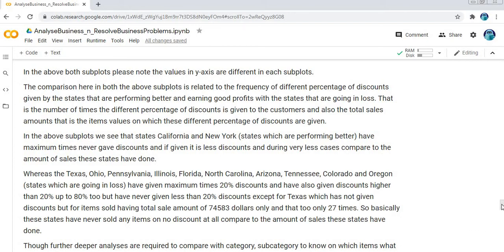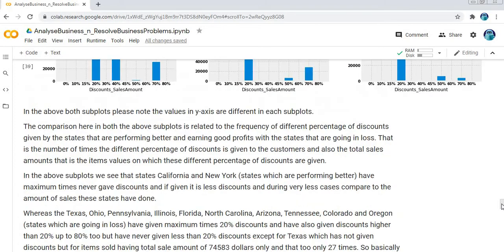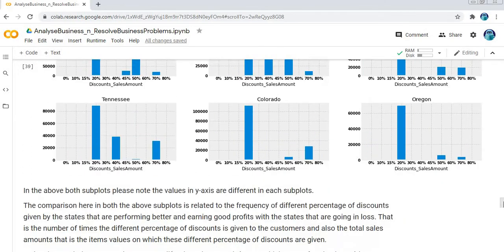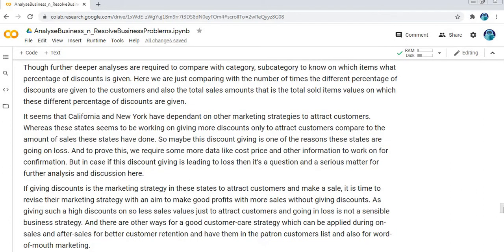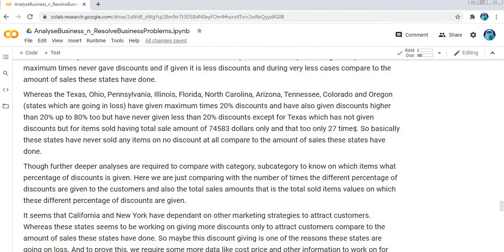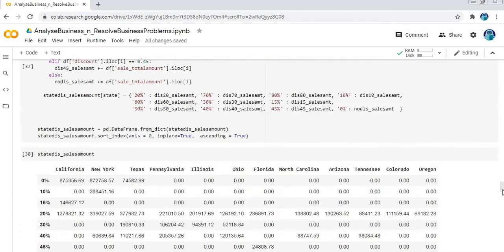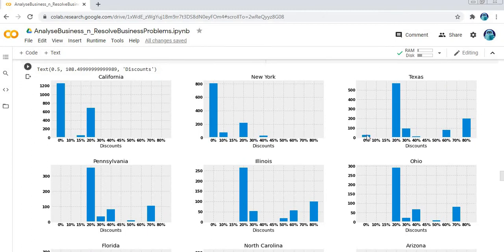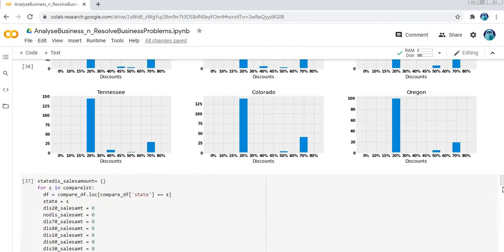sale amount of 74,583 only, on which it has given no discount. And that also it has given only 27 times, as I have shown you above. This is representing only 27. So only 27 times it has given no discount.